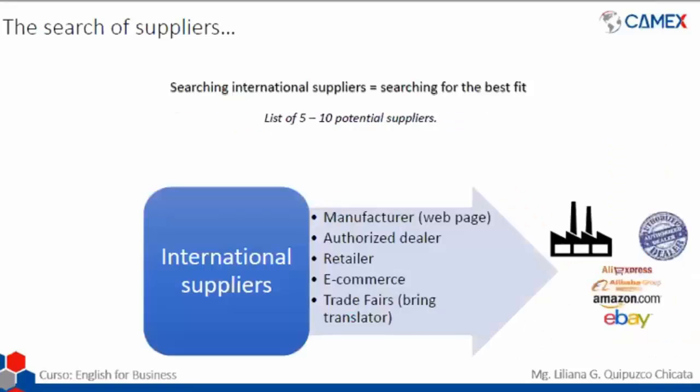So now, remember that when we are looking for international suppliers or maybe domestic suppliers, the idea is to make a list of 5 to 10 potential suppliers. From this list, I'm going to be able to pick the best supplier. We're going to see in later sessions how to pick the best supplier. So we're going to leave that point here, as an introduction for our following sessions. Then we have the detail of international suppliers.